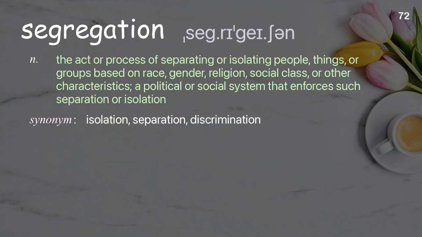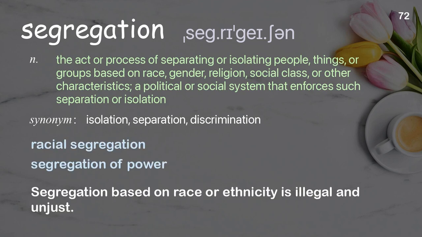Segregation. The act or process of separating or isolating people, things, or groups based on race, gender, religion, social class, or other characteristics, a political or social system that enforces such separation or isolation. Examples: racial segregation, segregation of power. Segregation based on race or ethnicity is illegal and unjust.